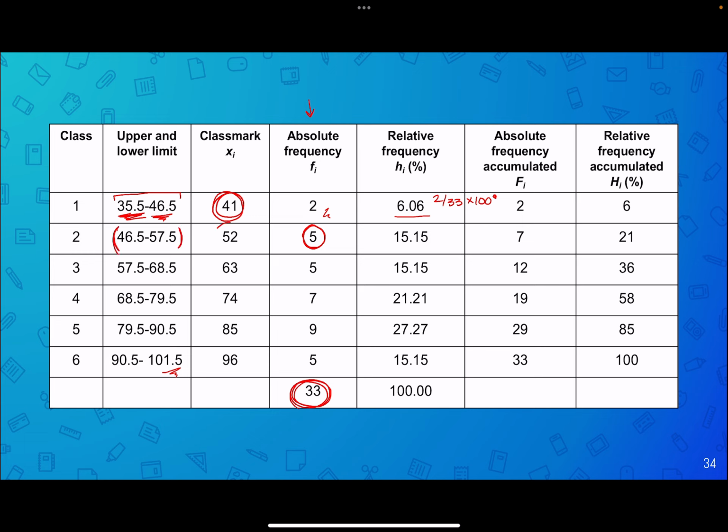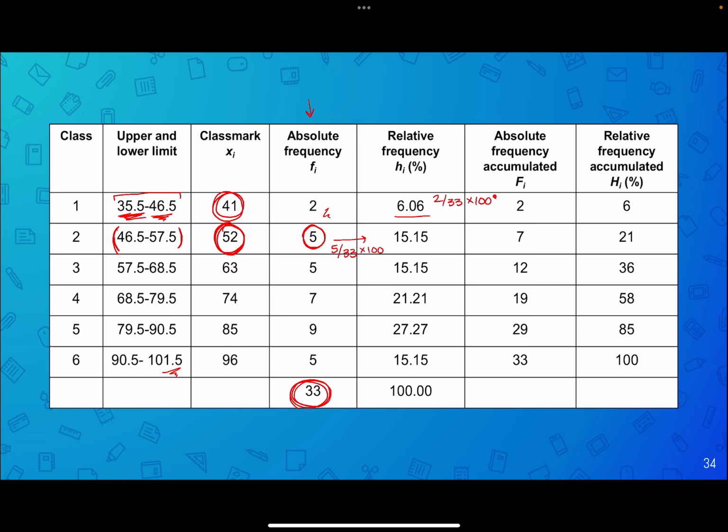In my other class, I had 5 times where a number fell between 46.5 and 57.5. My class mark, my midpoint, is going to be 52. And if I want to change the 5 into a percentage, 5 over 33, that is my total, times 100, I get 15%. So that's how you would be constructing it.